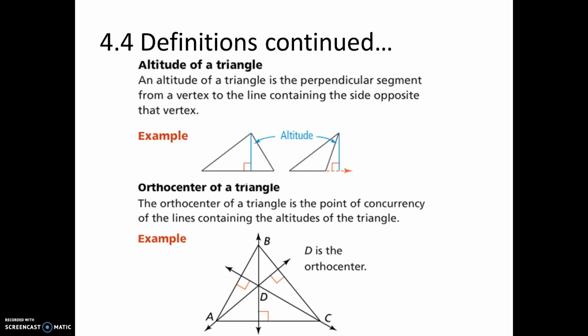Second part of this lesson, we're going to learn what an altitude is. So an altitude of a triangle is the perpendicular segment from a vertex to the line containing the side opposite that vertex. So, similar to a median, they both start at a vertex. But unlike a median, when you drop the line down, it's not going to cut the other side in half necessarily, but it is going to be perpendicular to the base.